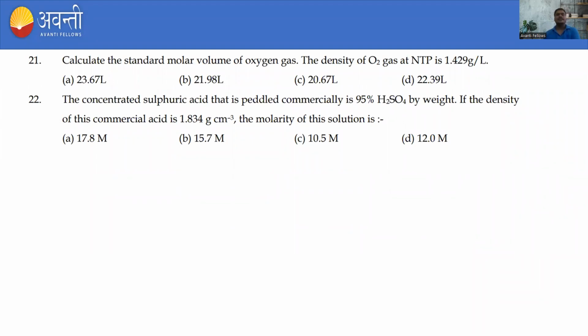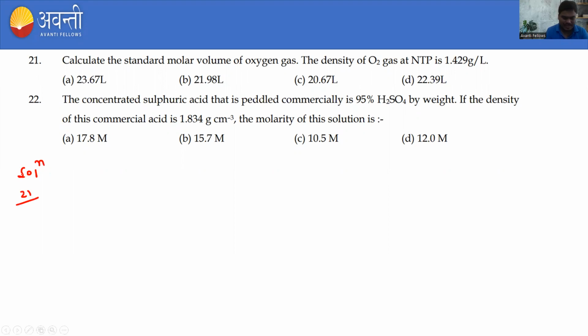The next question: calculate the standard molar volume of oxygen gas, and the density of O2 gas at NTP is already given. So let's see how you will calculate this. This is also a very simple thing. You have to calculate the standard molar volume of oxygen gas, and the density of O2 gas at NTP is already given. This question is very important and also very simple, I guess. So let's see how you will solve this.